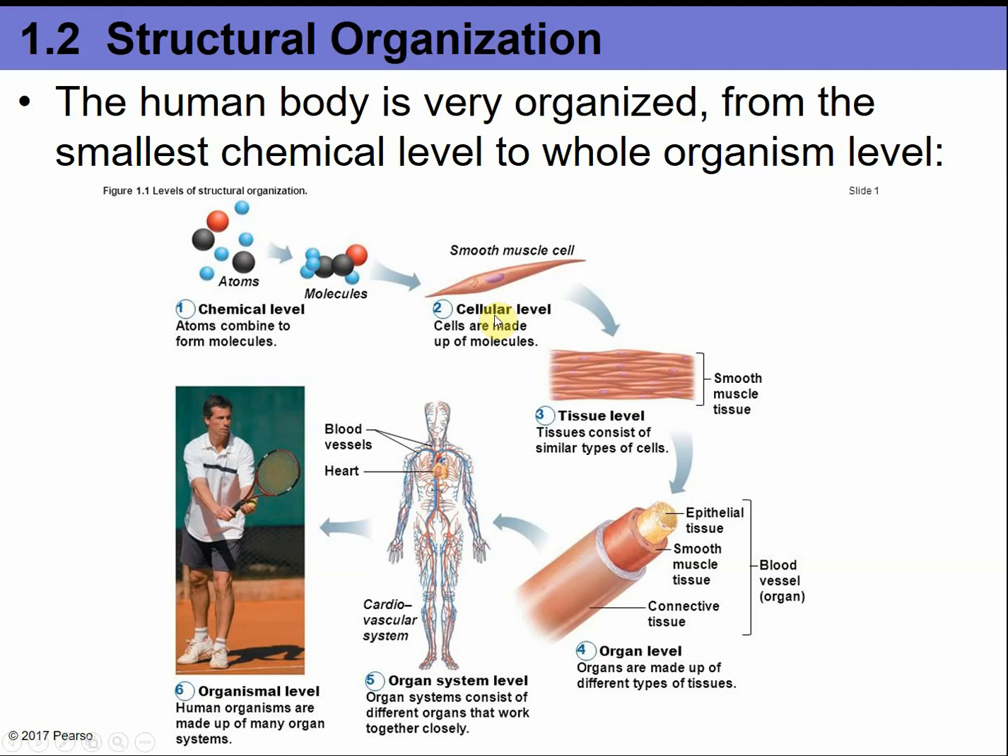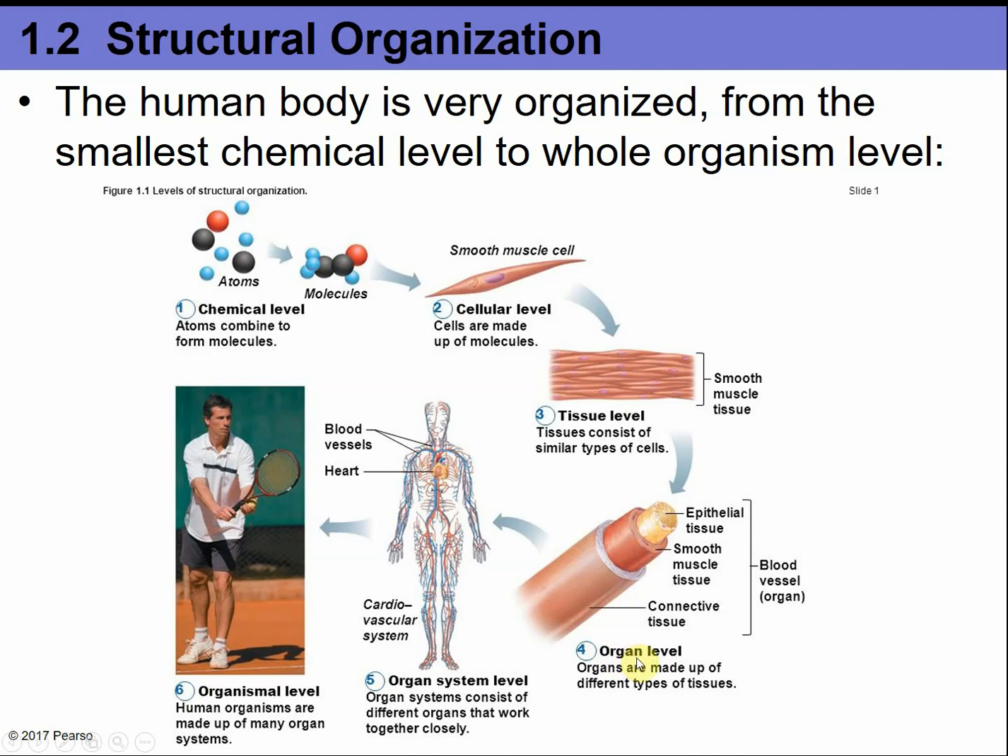So then different cells can work together to compose a tissue. Tissues are composed of different or similar types of cells with a shared common function. So then we can have different tissues working together to form organs. So organs are made up of different types of tissues. So this example is a blood vessel. So we have some epithelial tissue lining the inside cavity, some smooth muscle tissue, and then some connective tissue.